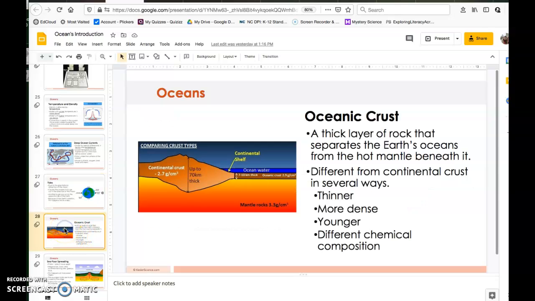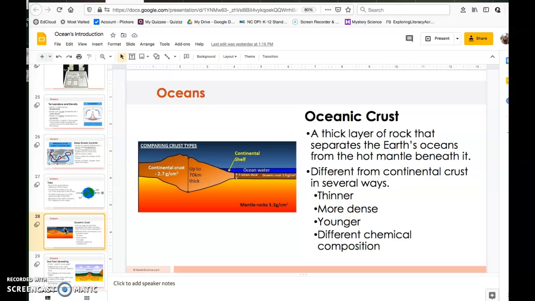Fantastic. Next, we will talk about our ocean, what's going on as far as where the earth meets the ocean, so underground. Any land or crust that is underneath the ocean is called ocean crust. This is a thick layer of rock that separates the Earth's ocean from the hot mantle beneath it. There is still solid ground underneath the ocean.